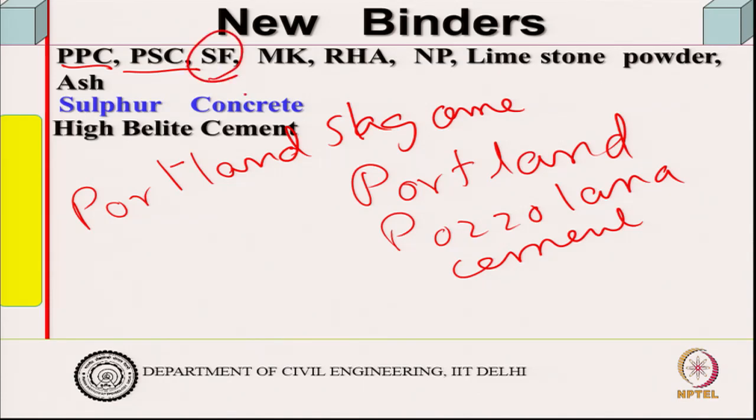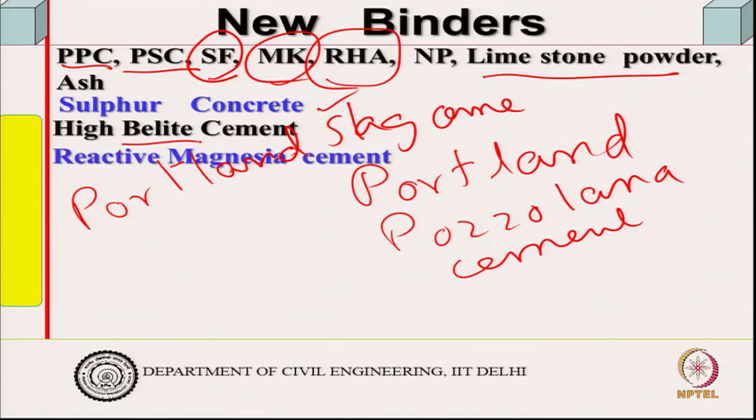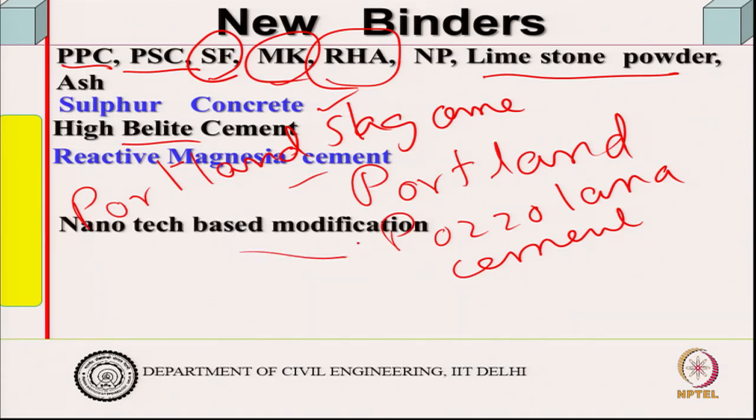Then silica fume has also been used, metakaolin; these are added to the cement system. Rice husk ash and limestone powder, right. Various other kinds of ashes, sulfur concrete. There are some other types of cement that have been tried, like high belite cement, I will come to all of them, reactive magnesia cement, and then nanotechnology based modifications.